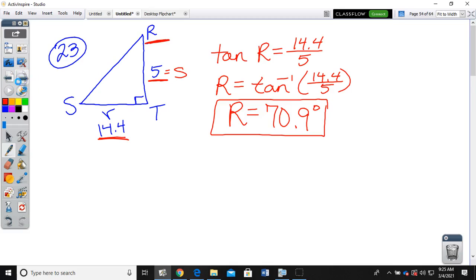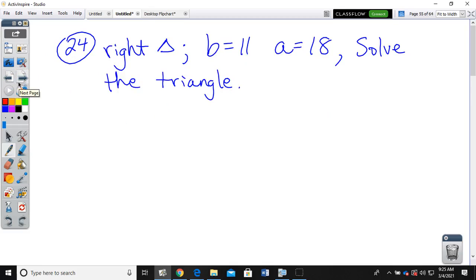All right. 24. Probably the most important thing on 24, it says in what? Right. In a right triangle, B equals 11, A equals 18. Okay? So, if you notice, they don't have a triangle for you here. I would recommend drawing a triangle. Okay? It says it's called triangle ABC. It tells you that angle C is the what? Right angle. It tells you that in the directions.